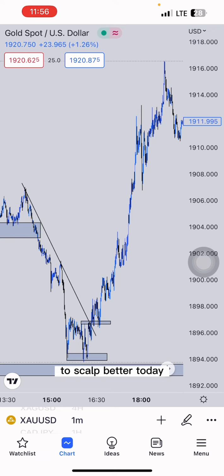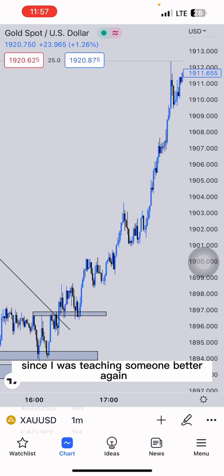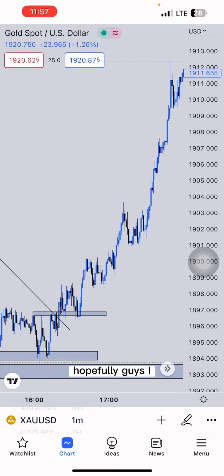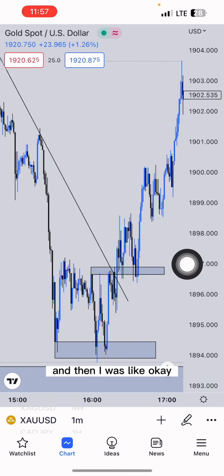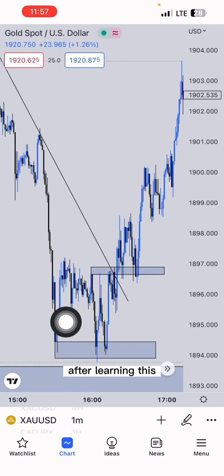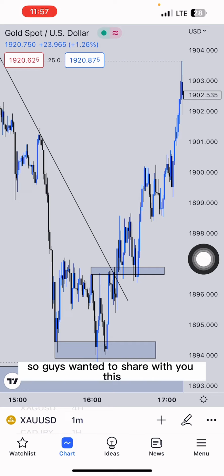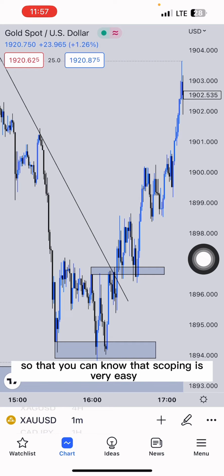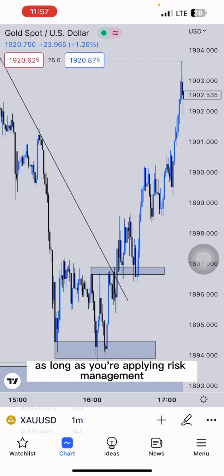I don't really like to scalp, but today, since I was teaching someone, hopefully, guys, I caught this, and then I was like, okay, maybe next time I'll try scalping again after learning this. So guys, I wanted to share with you this so that you can know that scalping is very easy as long as you are applying risk management.